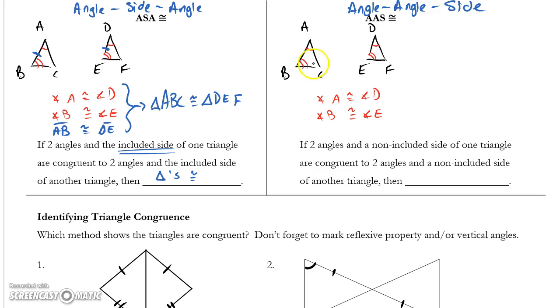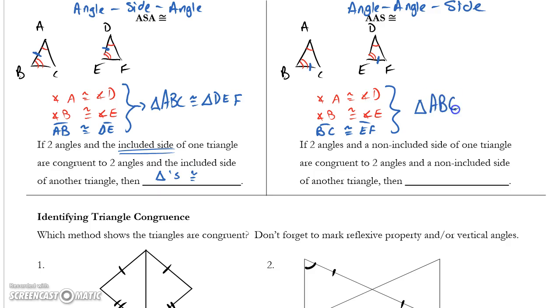The difference being over here, it would not be my included side of segment AB. It would be something like segment BC congruent to segment EF. That side is not touching angle A, but it touches angle B. This touches angle E. B and E are congruent, so I know these are corresponding sides. I would say that segment BC is congruent to segment EF, which also makes my triangles congruent.